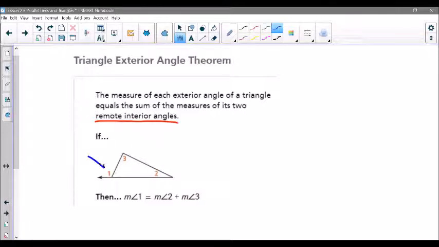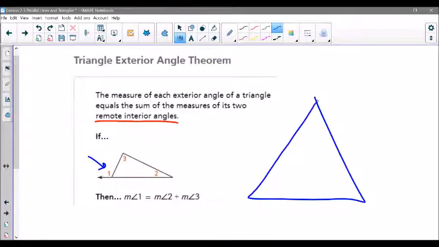If I have an angle on the outside of a triangle, I could draw any triangle and extend one of these sides. All right, so angle 1 here, we call this an exterior angle because it's literally on the outside of the triangle. So that's why it's an exterior. All right.